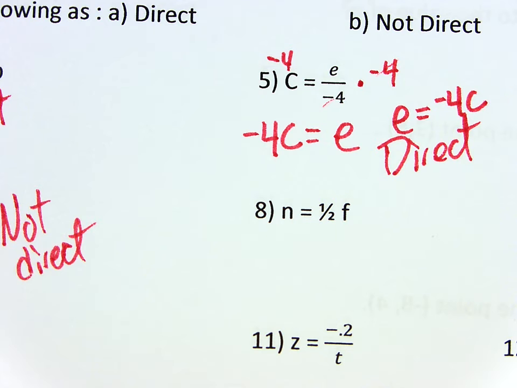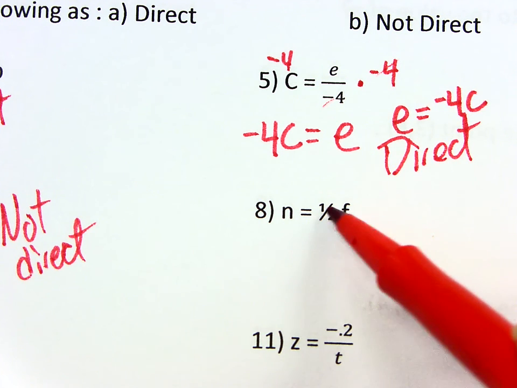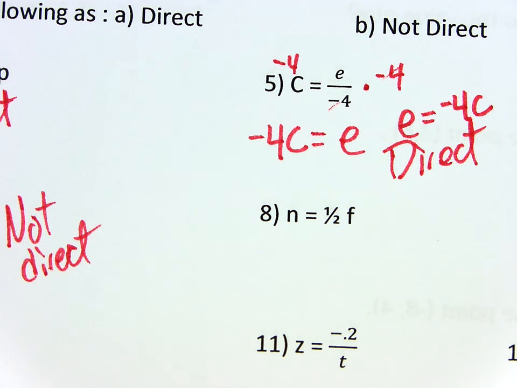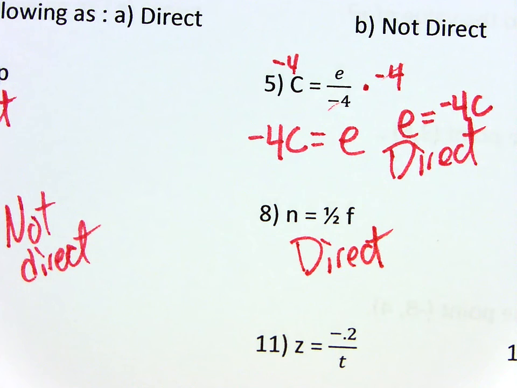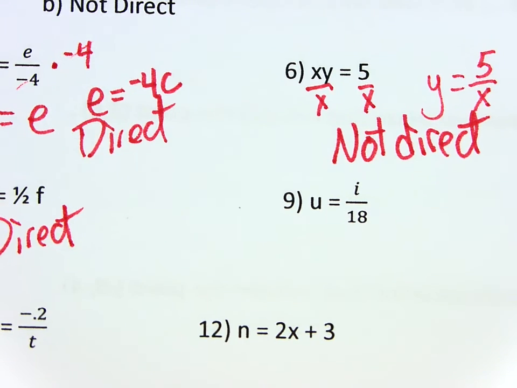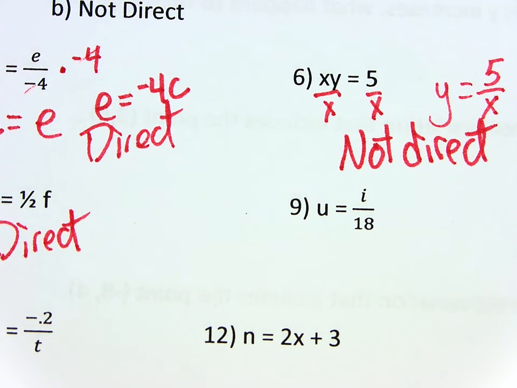How about 8? Direct or not? Or can we do something to make it direct? Someone said it's direct. It is! A variable equals some number times the other variable. The number doesn't actually matter. It's already in the direct variation form. The constant of variation in this case is just that number.